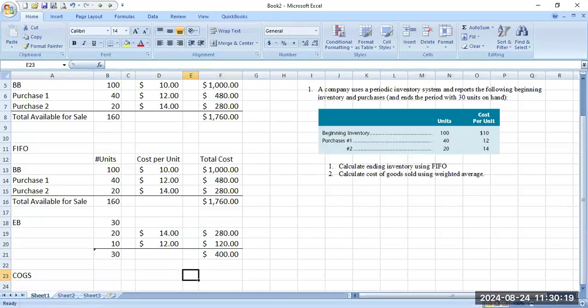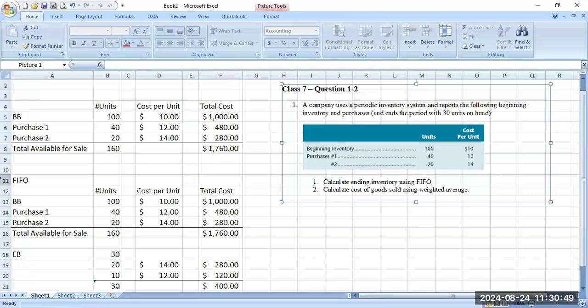Now, if the question asks how much is the cost of goods sold, well, obviously we sold from 160 units available, minus the 30 that we have as ending balance, we sold 130 units. Cost of goods sold is 1,760 minus the 400 that we have available, that's 1,360. Now our job is done. That's first in, first out.